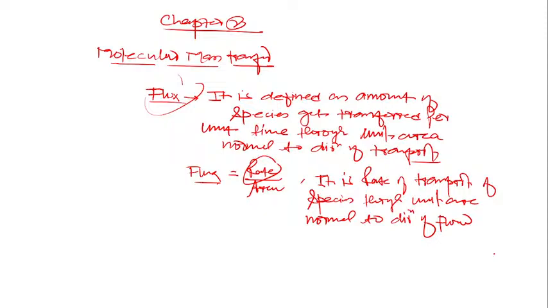So there are two types of fluxes. One is called Ni and another is called Ji. Let's say I'm talking about flux of species i. So there are two types of flux.